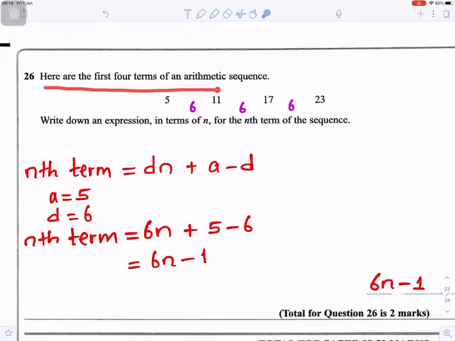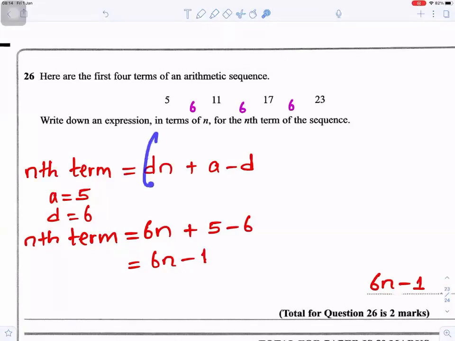Here are the first 4 terms of an arithmetic sequence. 5, 11, 17, 23. Write down an expression in terms of n for the nth term of the sequence. So the formula for the nth term is given by nth term equals dn plus a minus d. That's the formula for the nth term.